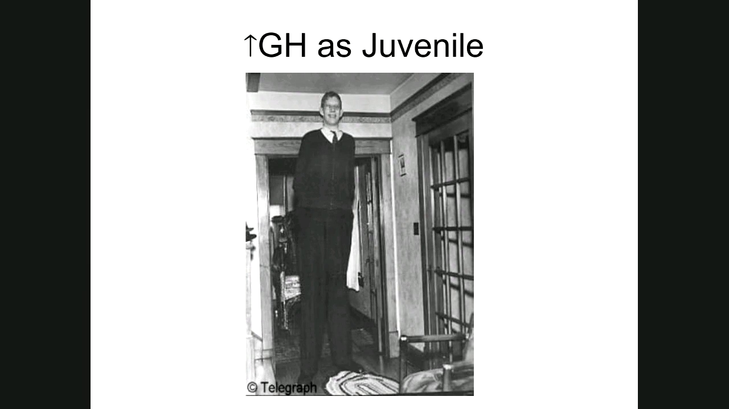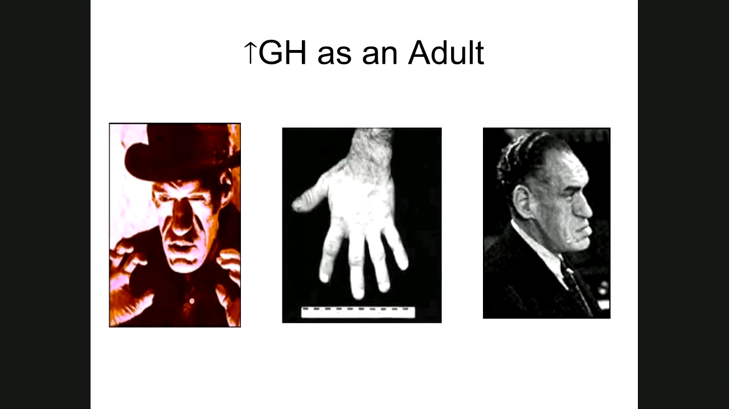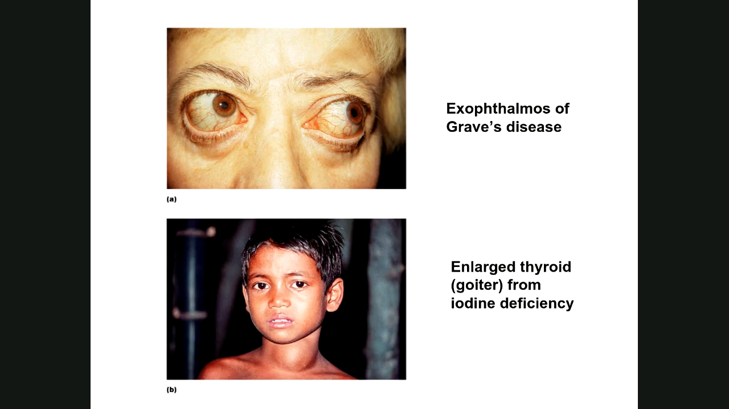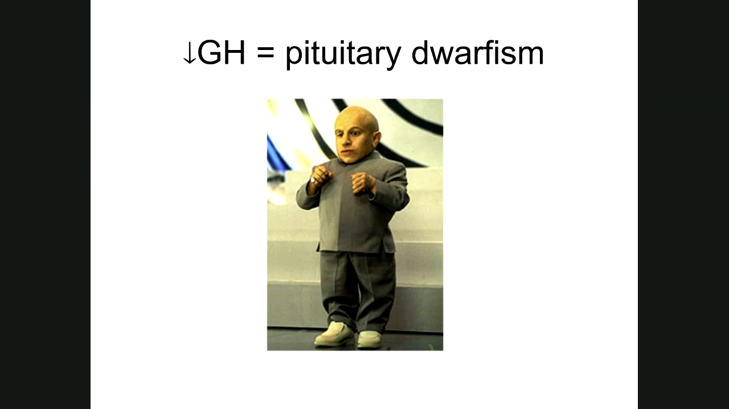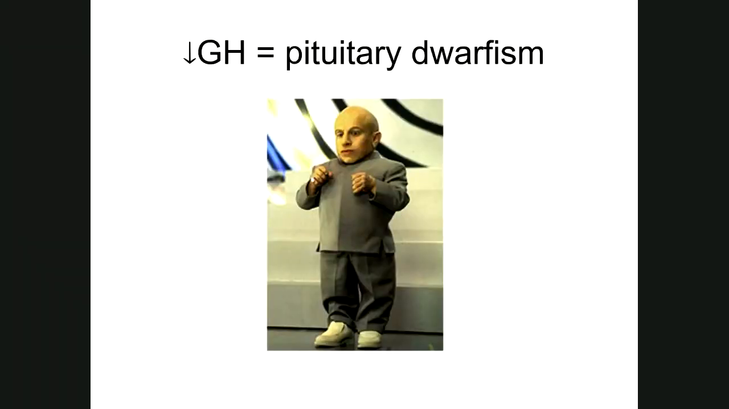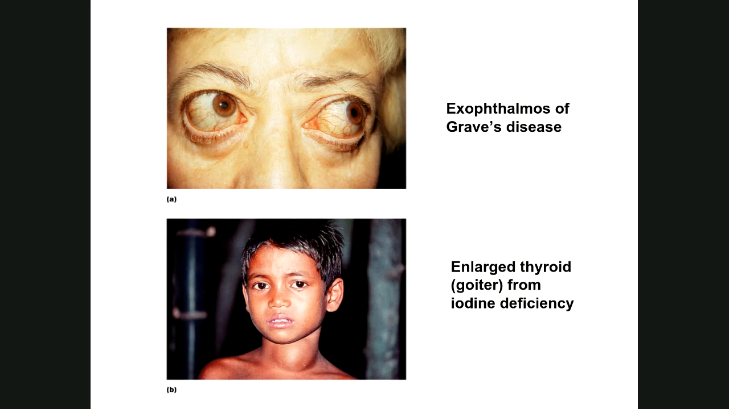That's growth hormone completely high in a juvenile. This is an adult that will create acromegaly. Pituitary dwarfism, growth hormone not sufficient. Graves' disease, that's hyperthyroidism. Hypothyroidism. Iodine deficiency creates goiter. Hyper, hypo.